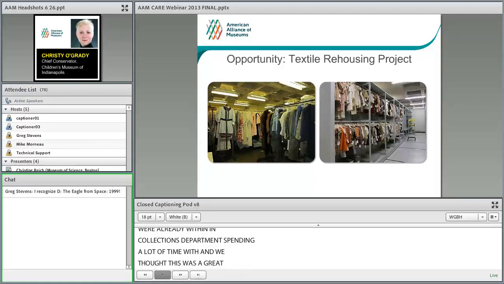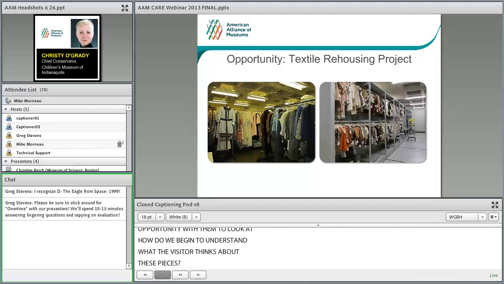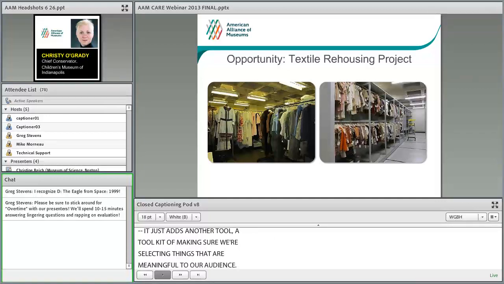And we thought this was a great opportunity to begin to understand what the visitor thinks about these pieces. I don't mean to present this as though our curators have no idea about that, but it adds another tool to the toolkit for making sure we're selecting things that are meaningful to our audience.